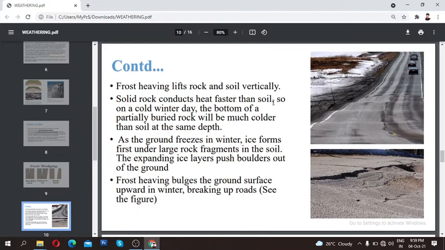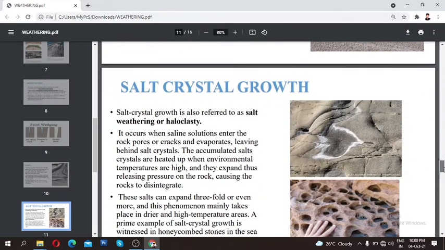Here in the figure you can see various roads bulging up. The reason is that in the winter season, the soil pushes the boulders or the bottom layers to the top layers. In such a way, the heaving process occurs. Heaving is nothing but the upliftment of various boulder sized particles from the soil in the winter season. That is the main reason why in winter the roads in such areas bulge. This process is known as frost heaving, which is an associated process of frost wedging or frost action.